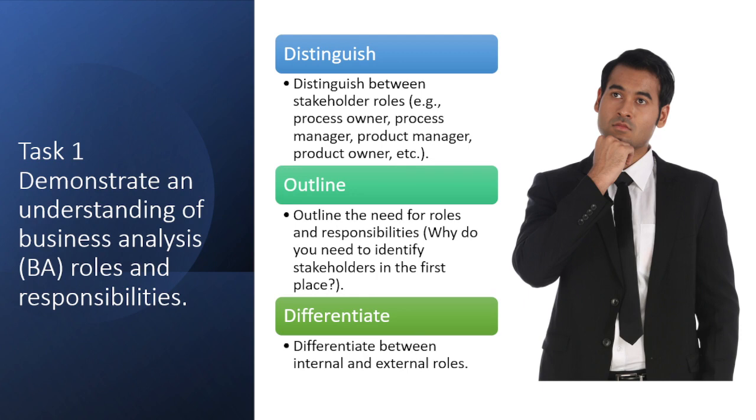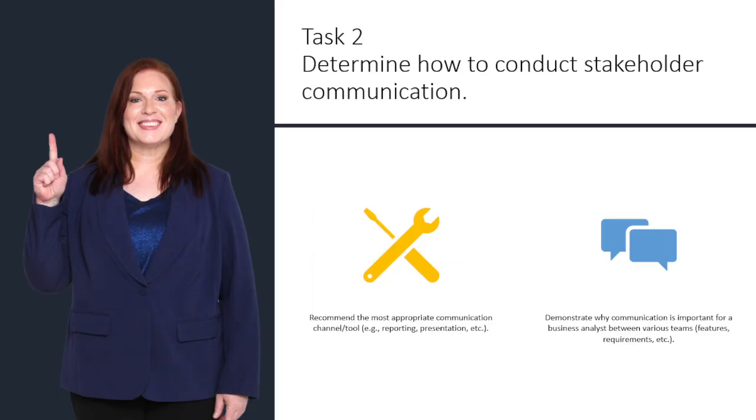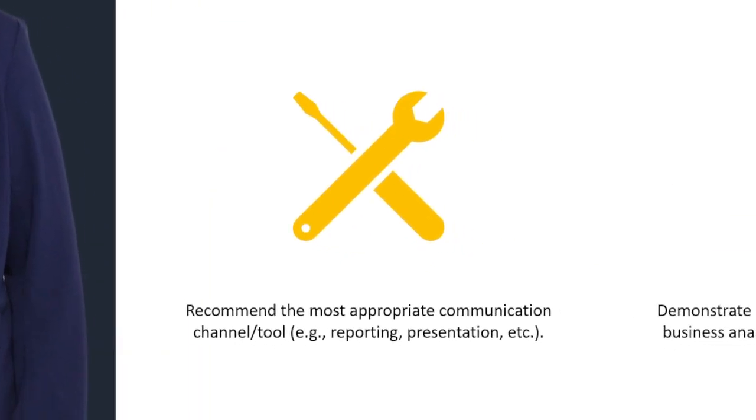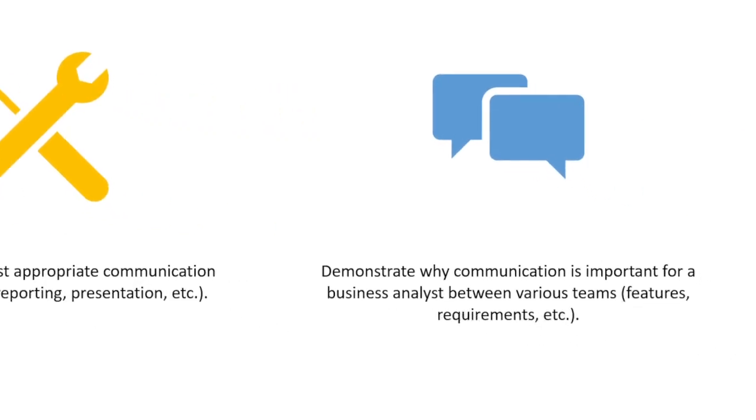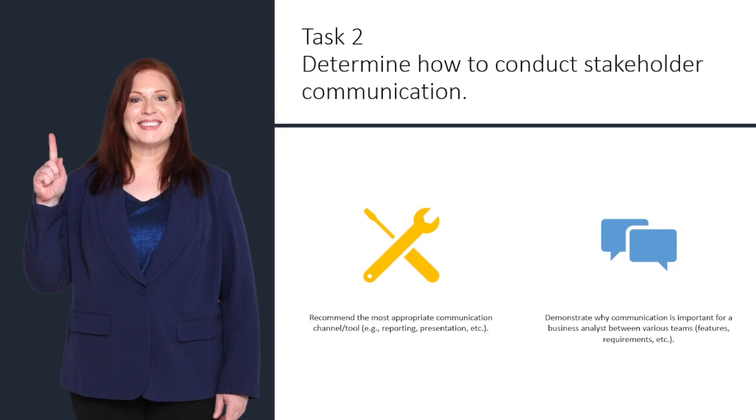Okay. Let's move on to task 2. Task 2 is determine how to conduct stakeholder communication. One of the things a business analyst needs to be able to do is to recommend the most appropriate communication, the most appropriate tool. When should I use a report? When should I use a presentation? And demonstrate why communication is important for a business analyst. Can you do that? Well, it is important because the business analyst spends a lot of time eliciting those requirements. The meetings are all geared towards drawing out those requirements and solidifying the requirements.